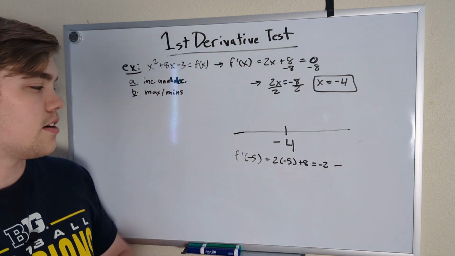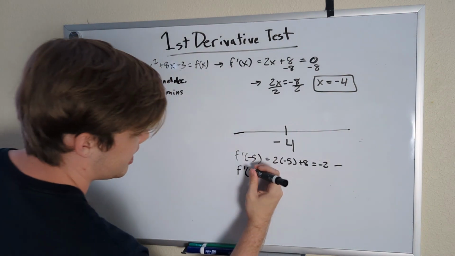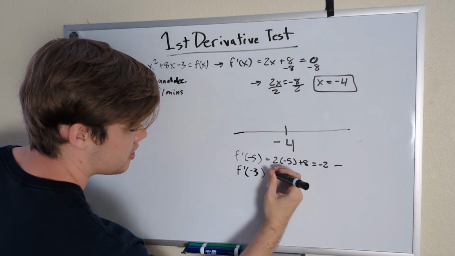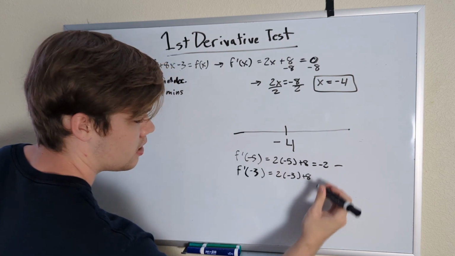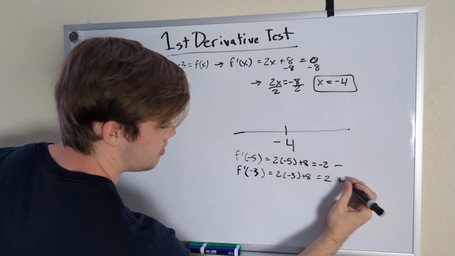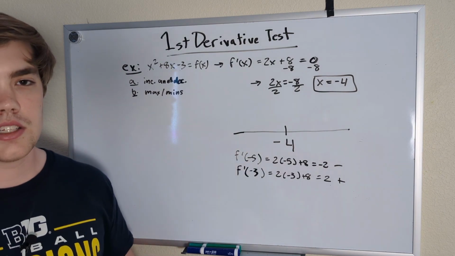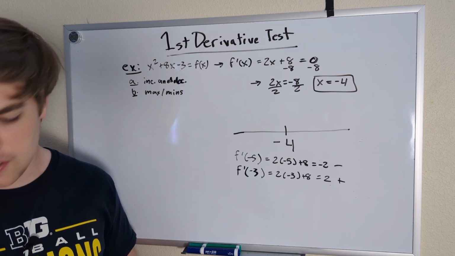Now we just need to plug in one number that's greater than -4. For this example, we'll use f prime of -3. It's just slightly above it, just like how -5 is slightly below it. This is equal to 2 times -3 plus 8, which is equal to +2, which is positive. So on the left-hand side of -4, or on the negative side, this function is decreasing, but on the right side, or the positive side, this function is increasing.